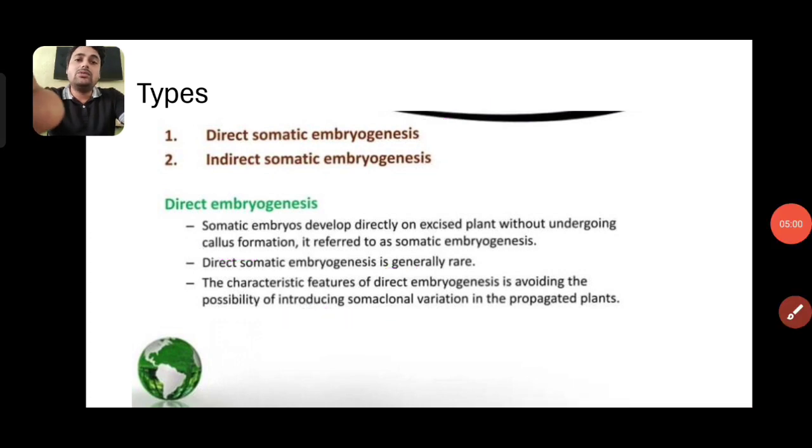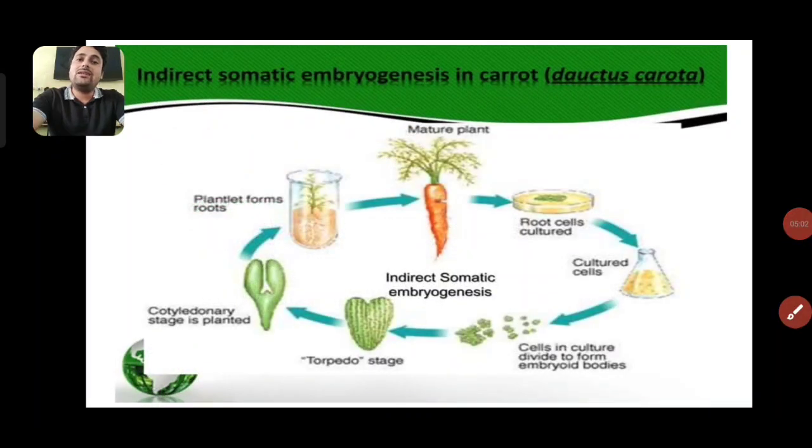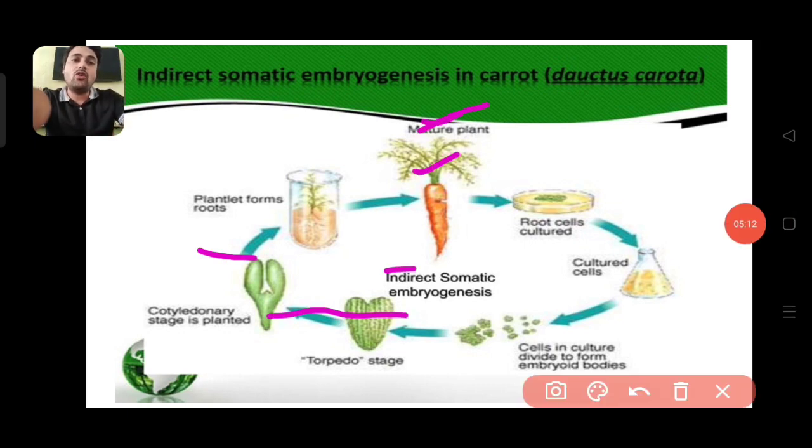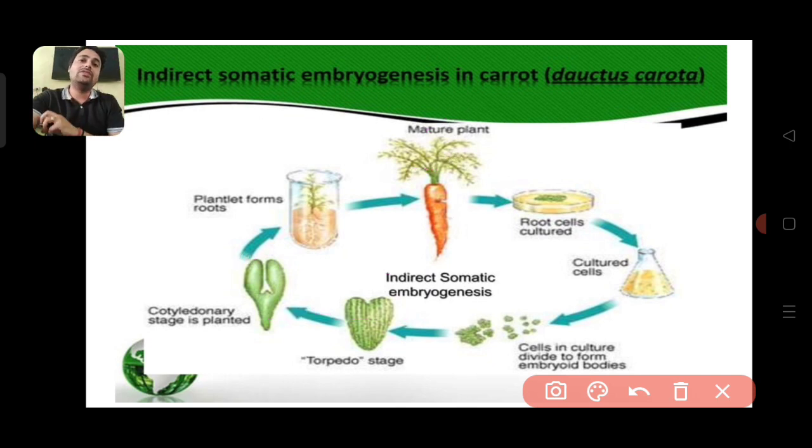Now come to the next slide, that is indirect somatic embryogenesis. In this process a callus will be formed and somaclonal variation will also be added. That's why it is very common, because we all want to create some advantage or new character in the progeny. Now we are going to see the steps of all these processes.